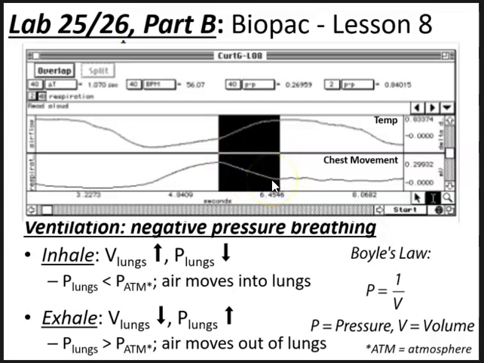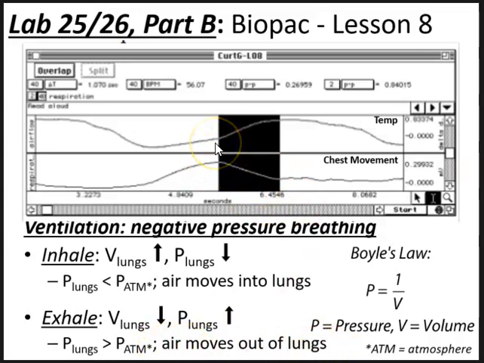So as we exhale, we are decreasing the volume in the lungs. As the volume decreases, we have an increase in pressure. This allows for air to move out of the lungs.